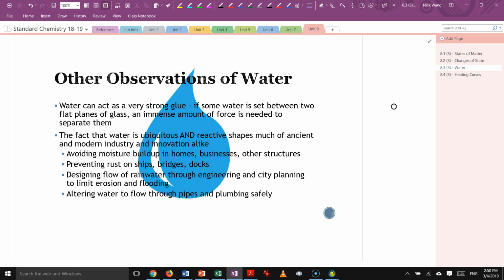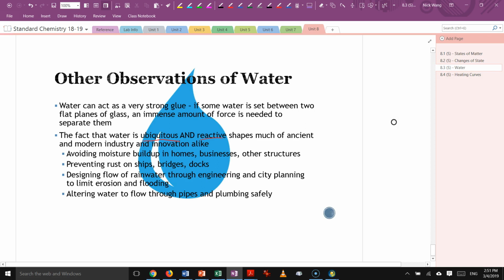And finally here, water is ubiquitous, right? Meaning it's everywhere. And then also it's very reactive at the same time. And so much of what we have done as humanity over the generations, from ancient times up to now, really has to deal with water. So not only do we need to get sources of water, we also have to clean it, don't we? We also have to make sure that it is going to be safe to consume and use. And also, we have to avoid moisture buildup in homes, businesses, structures on a daily basis. We don't want mold to grow and have things get soggy and get destroyed that way.